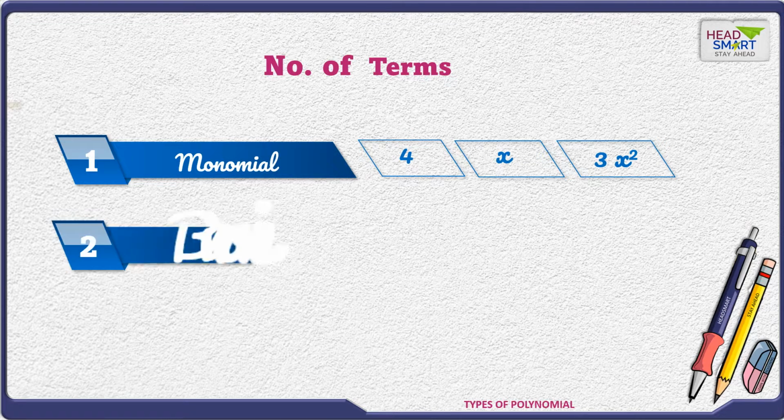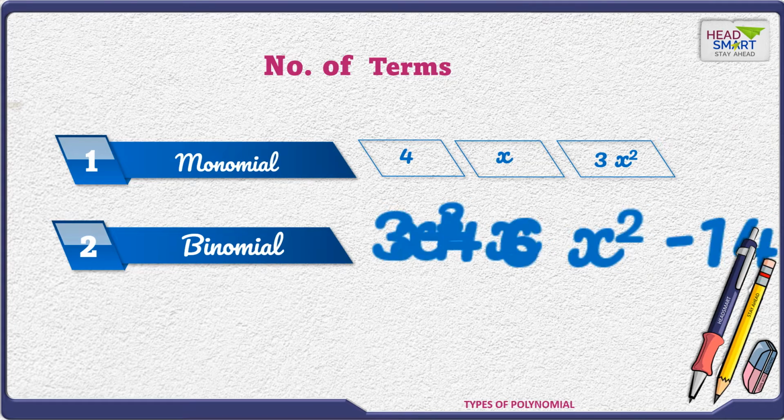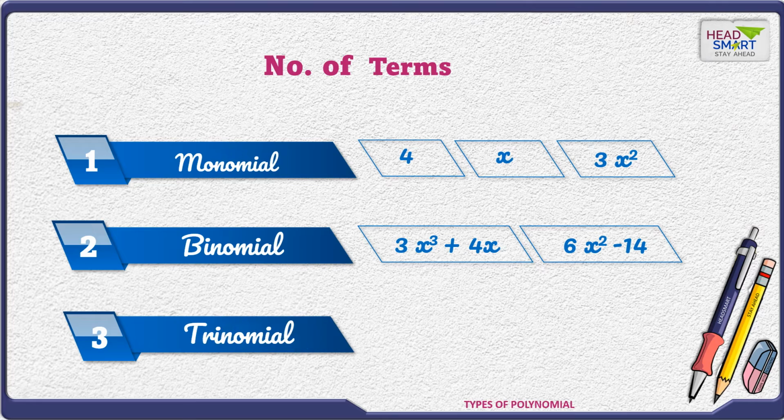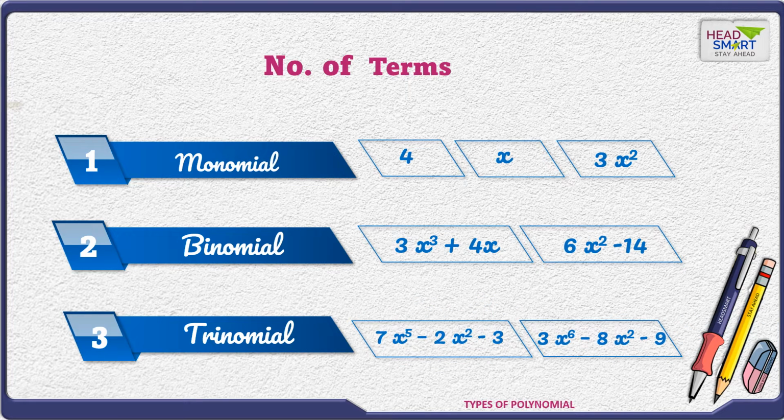A polynomial with only two terms is called binomial. These are some of the examples. A polynomial with only three terms is called trinomial, and these are some of the examples.